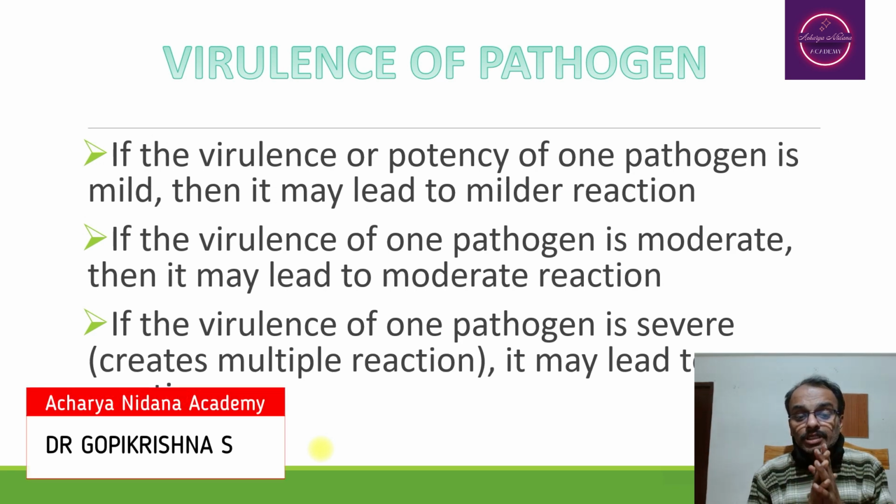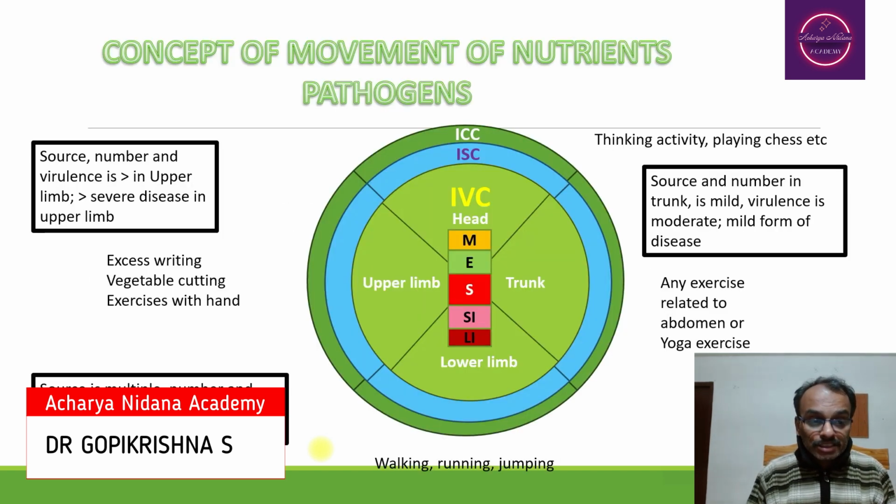If the virulence of the pathogen is much more severe, that means whenever it is coming in contact with the source of entry of the pathogen, at that particular area itself it is producing much more severe symptoms. That means that may produce a much more severe form of clinical manifestation. So this is what is considered virulence of the pathogen as such.